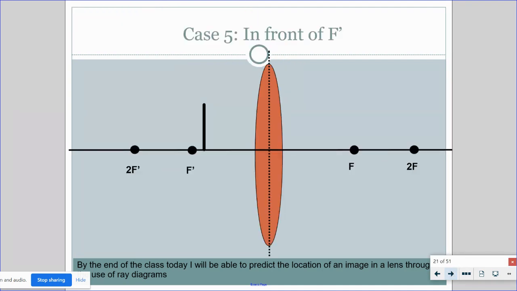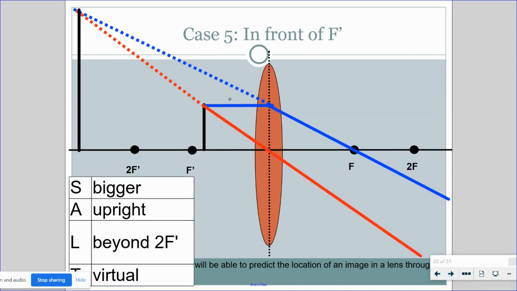And the last case is if it's in front of F. This one's the only one where we'll get a virtual image. So here, when the incident ray goes in and refracts through F, we extend the refracted ray backwards. And when we draw our line straight through the optical center, we extend that ray backwards, and where they meet is the image. So it is bigger, it's upright, it's beyond 2F, and it's considered a virtual image because it's on the same side of the lens as the incident rays.